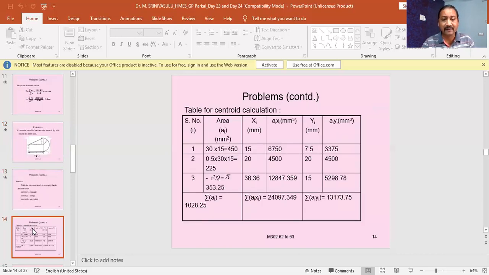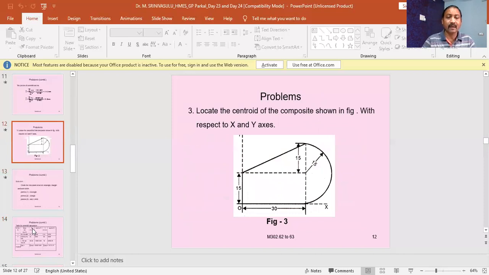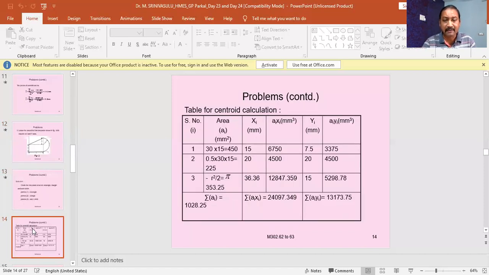Now the term a1 into x1, so 450 into 15 it becomes 6750. Next coming to the y1, here the reference axis is OX. From OX, for the rectangle, it will be lying at a distance of half of the height, that is 15 by 2 from OX. So y1 is becoming 15 by 2, it is equal to 7.5 millimeters. Now a1 into y1 is nothing but 450 into 7.5, it is becoming 3375.